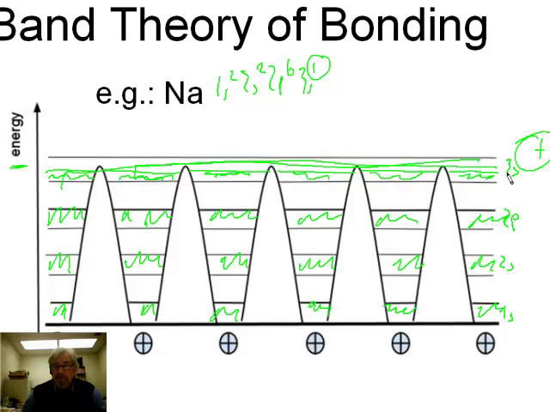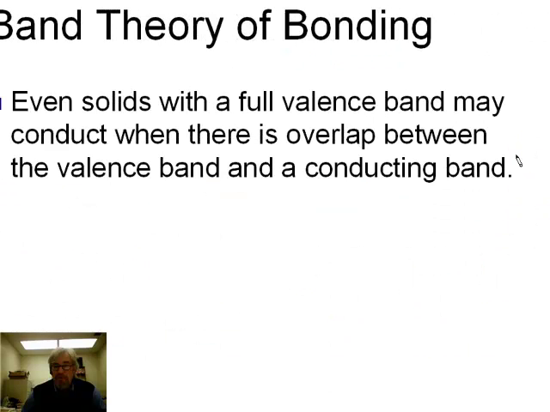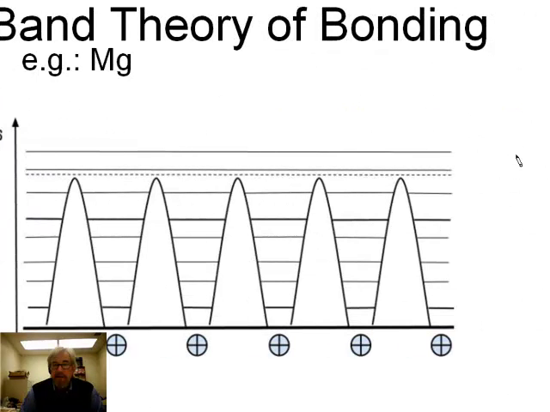That's electricity conduction. That's current. Even solids that have a full valence band might still conduct electricity if there's overlap between the valence band and a conducting band that's above it. Magnesium would be an example of that.